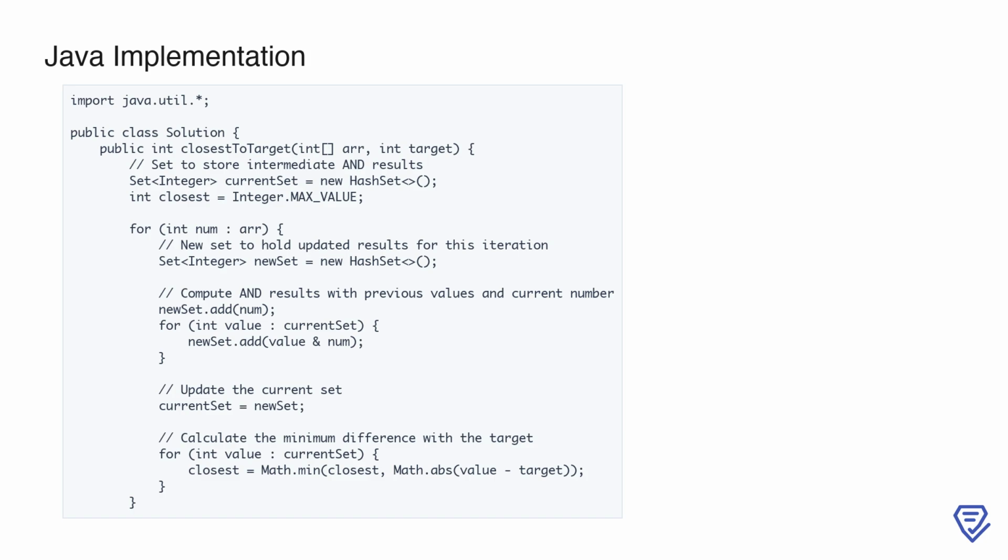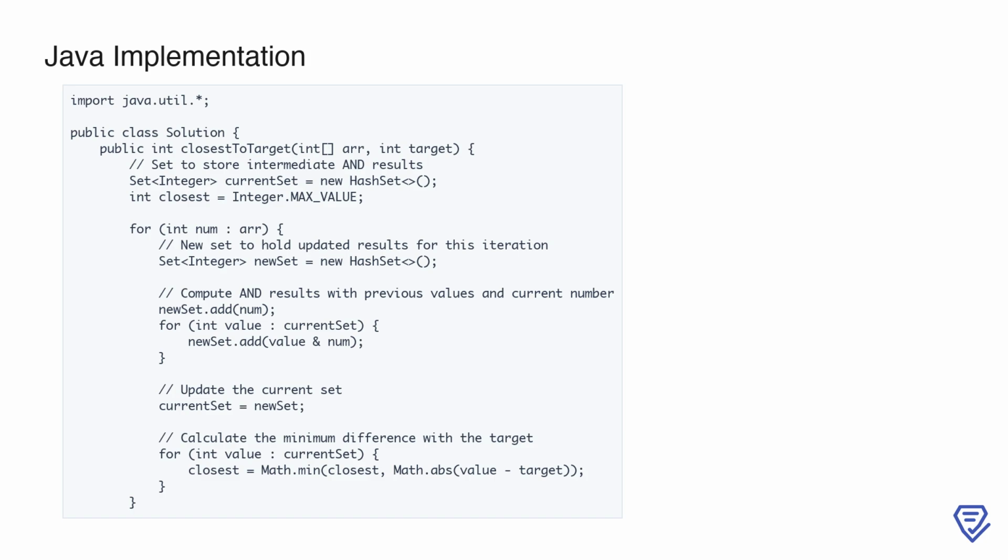The next step is to iterate through each number in the given array. For every number, we create a new hash set called newSet, which will temporarily store the updated AND results for this particular iteration. At the beginning of each iteration, the current number is directly added to the newSet. Then, for every value already in the currentSet, we compute its bitwise AND with the current number and add the result to newSet. This ensures that all possible results involving the current number are captured. After processing all values, we update currentSet to reflect the contents of newSet.